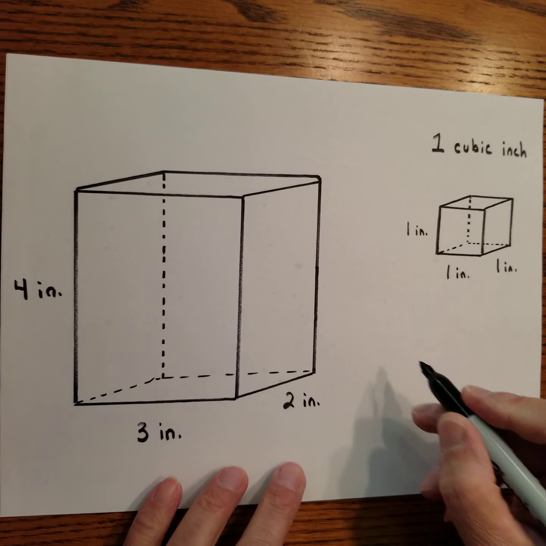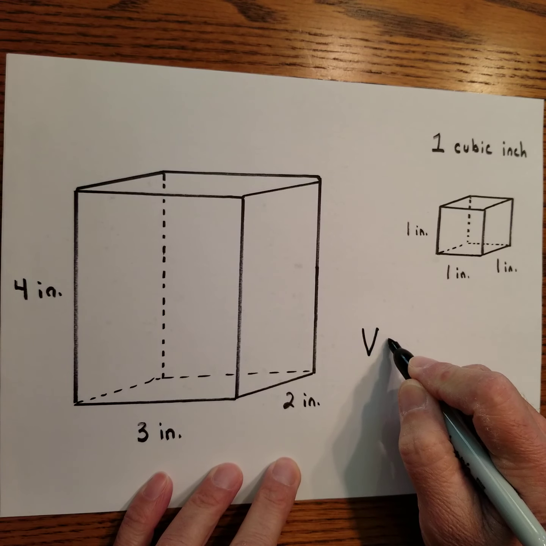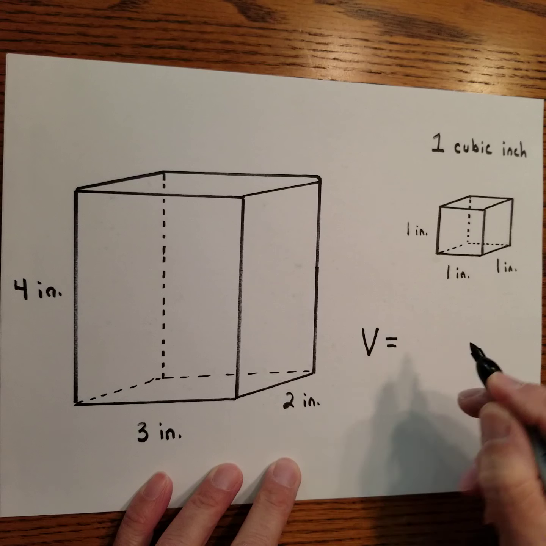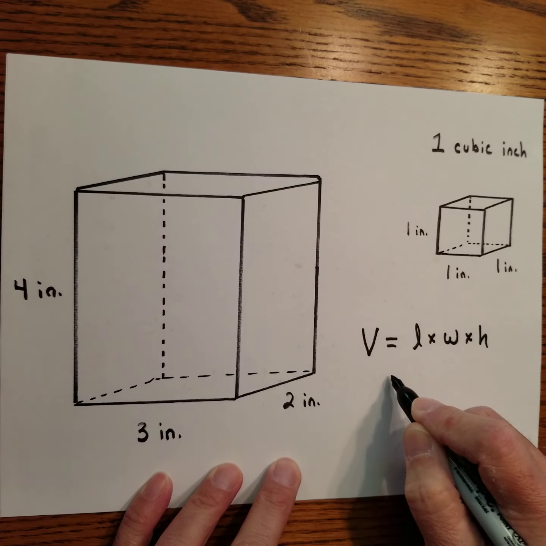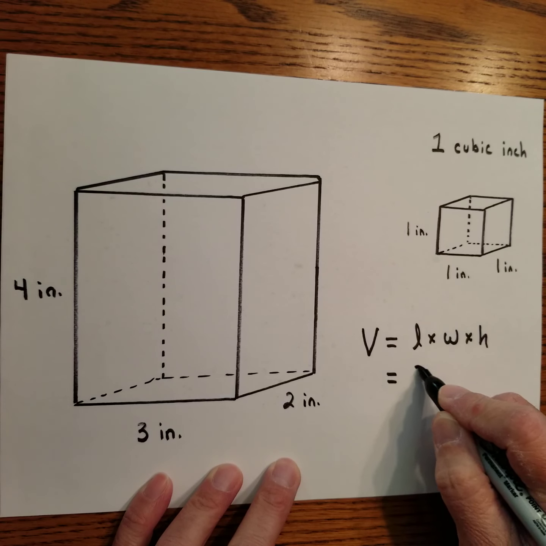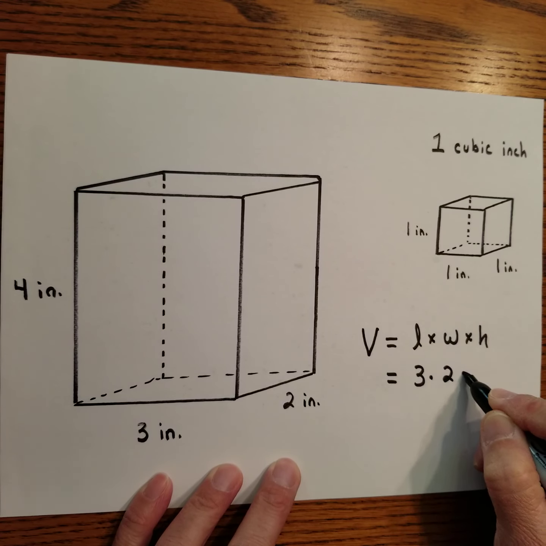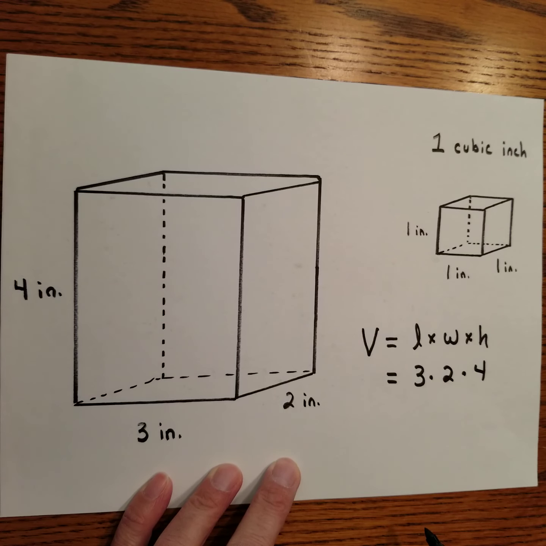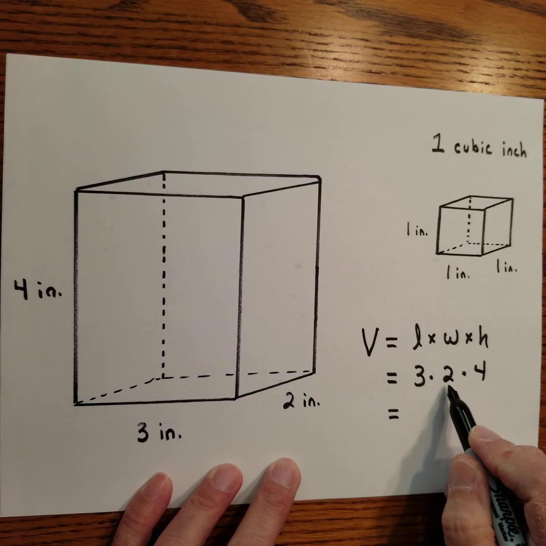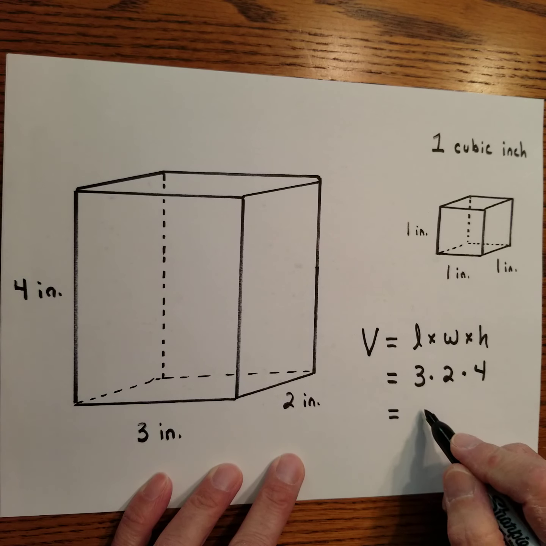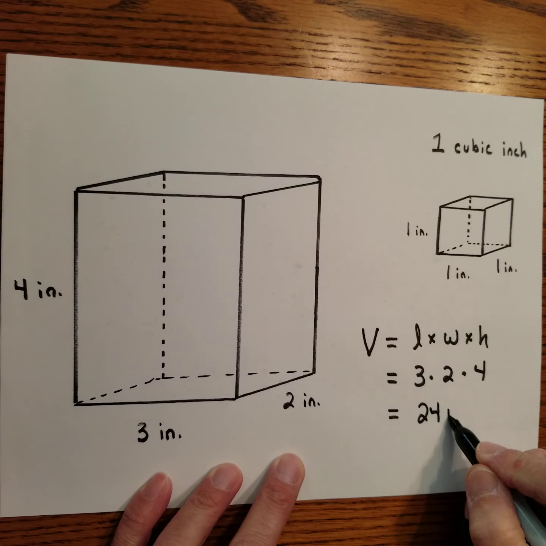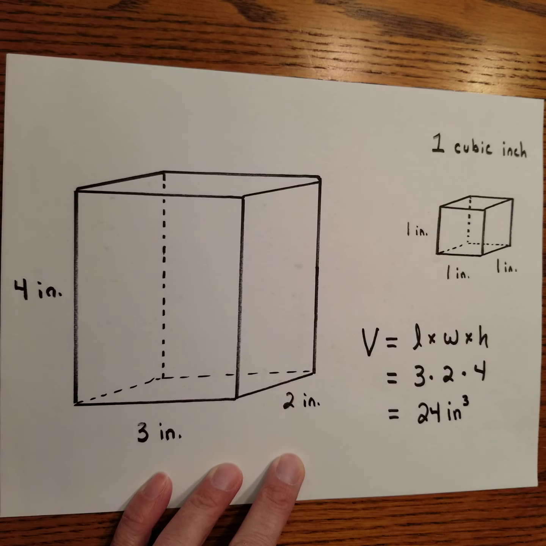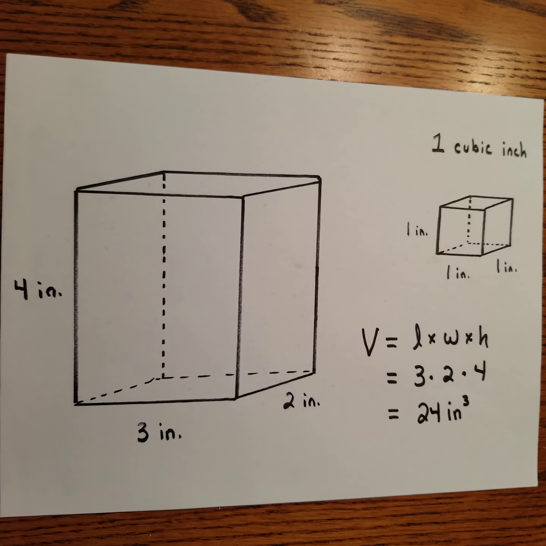Well, there's a formula that does that computation for us. The formula for the volume of a box is length times width times height. The length was 3, the width was 2, the height is 4. 3 times 2 is 6. 6 times 4 is 24. It would take 24 of these cubic inches, 24 cubic inches, to fill that box all the way up to the top.